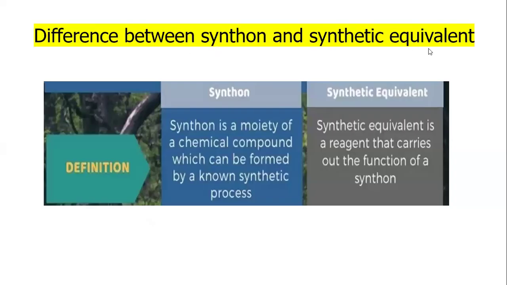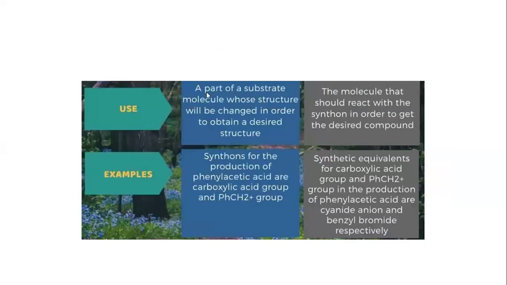Difference between synthon and synthetic equivalent. A synthon is the moiety of a chemical compound which cannot be formed by a synthetic process. A synthetic equivalent is the reagent that carries out the function of the synthon, which is commercially available. A part of the substrate molecule whose structure will be changed in order to obtain the desired structure is the molecule that should react with the synthon to get the desired compound. Synthon for the production of phenylacetic acid is the carboxylic acid group. The synthetic equivalent for the carboxylic acid group is used in the production of phenylacetic acid.